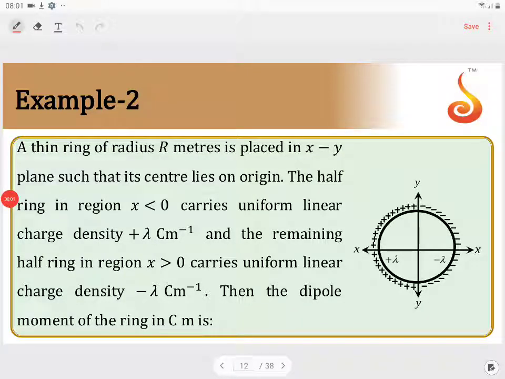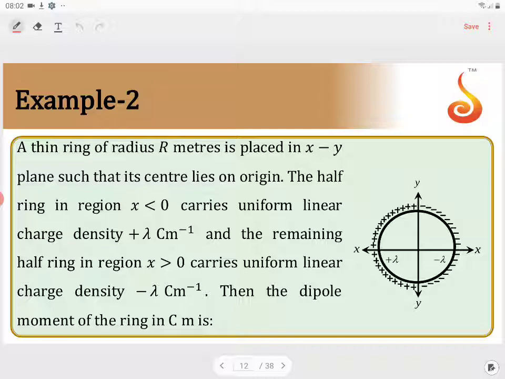A thin ring of radius r meters is placed in the xy plane such that its center lies on the origin. The half ring in region x less than 0 carries uniform linear charge density lambda coulomb per meter, and the remaining half ring in region x greater than 0 carries uniform linear charge density minus lambda coulomb per meter. Then the dipole moment of the ring in coulomb meter is. So they are asking the net dipole moment.